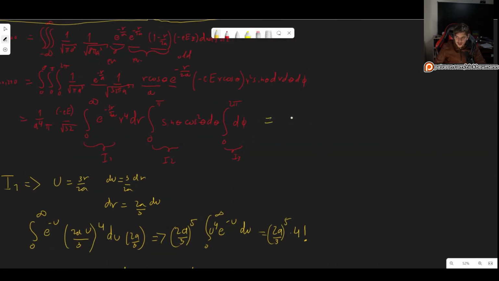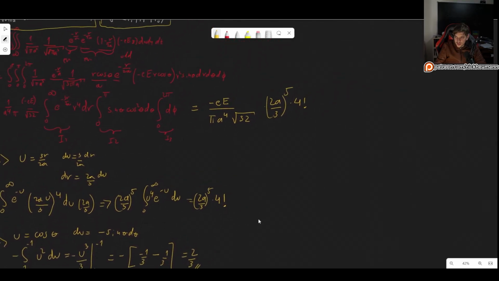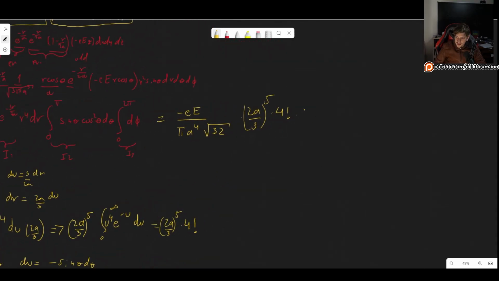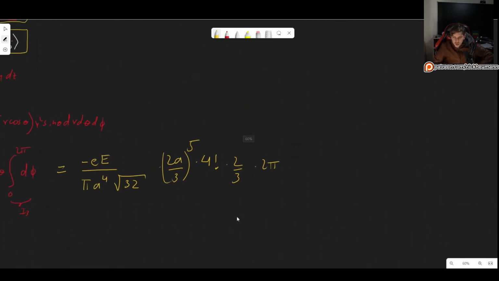So this entire thing is minus e divided by pi a to the 4th power square root of 32, and then we have times 2a over 3 to the 5th power times 4 factorial and times 2/3 from the other integral, so times 2/3 times 2 pi. And there we go, so we included everything.